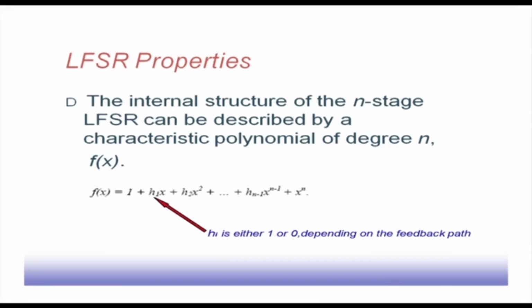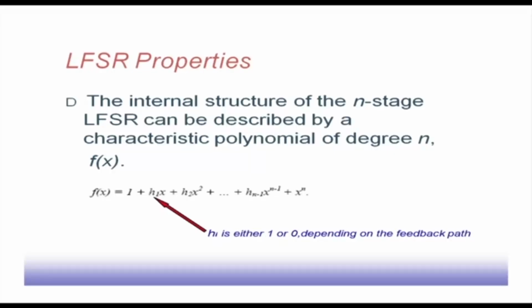There is a very strong theory based on polynomials that can describe the properties of these LFSRs. First of all, the internal structure of an n stage LFSR can be described by a characteristic polynomial of degree n, f x. So, f x is 1 plus h 1 x plus h 2 x square plus h n minus 1 x power n minus 1 plus x to the power n, where h i is either 1 or 0 depending upon the feedback path.